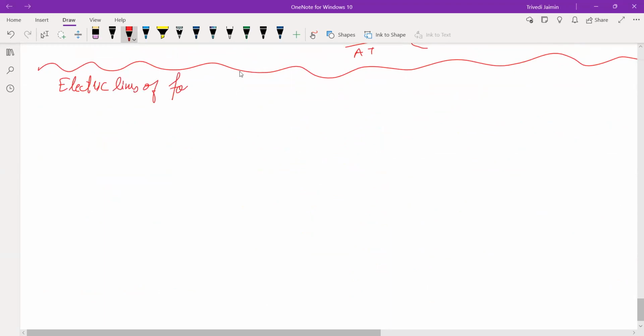Lines of force. So what are the properties for this one? Before properties, what are electric field lines? You're studying 10th standard. Come on. Can you repeat your question? What are electric field lines? The lines representing the electric field.